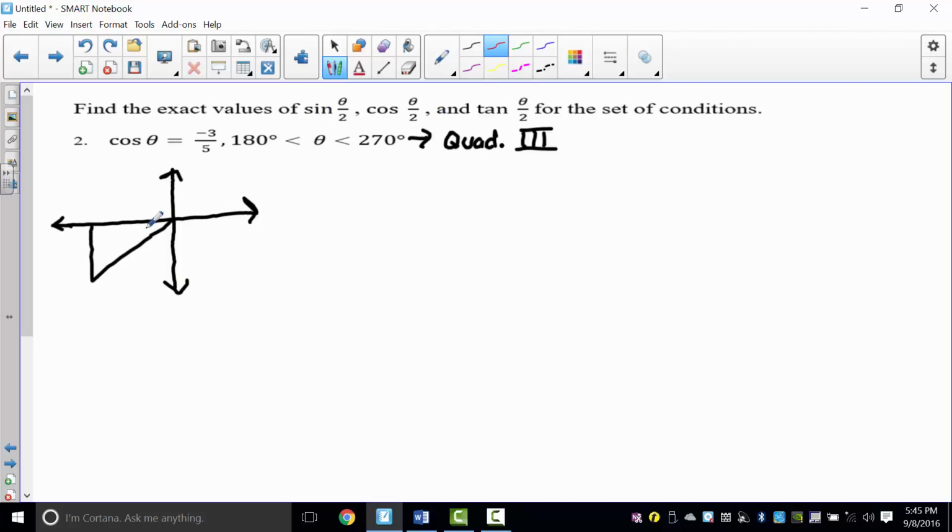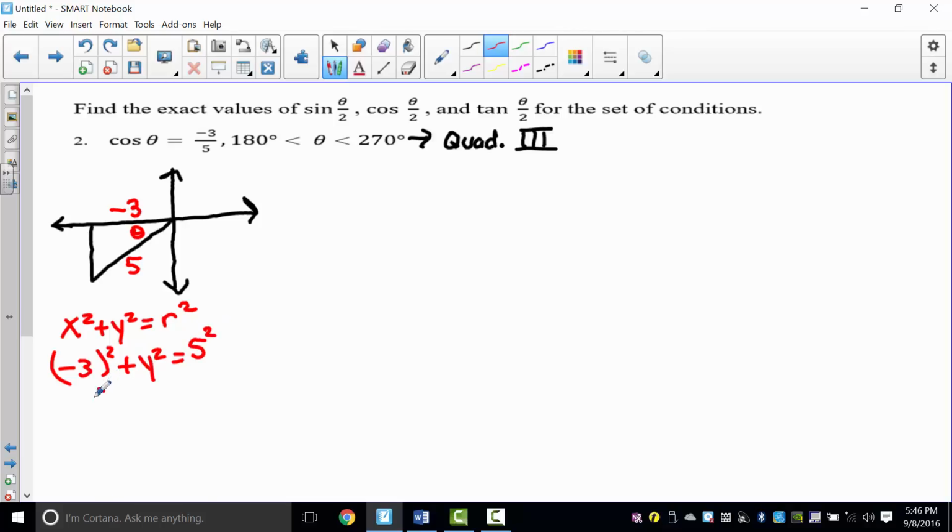So we have an angle theta, and we were given cosine. Cosine is adjacent over hypotenuse. So we want to find the missing side using x squared plus y squared equals r squared. Our x value is negative 3. We're going to find our y value, and our r value, which is the hypotenuse, is 5.